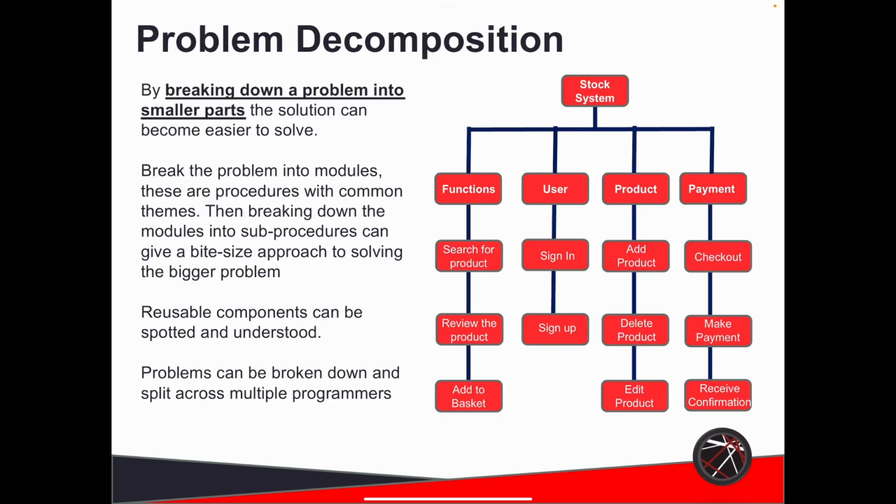Okay, another method would be problem decomposition. As you can see here, we've got a module chart. Each of these columns represents a separate module. So you can see we've got a functions module, a user module, product module, and a payment module. And what this does, it helps you to break down a big problem into more manageable chunks. In other words, each of these squares would represent a sub-procedure effectively that you would need to carry out.